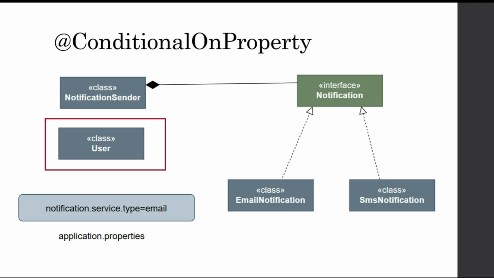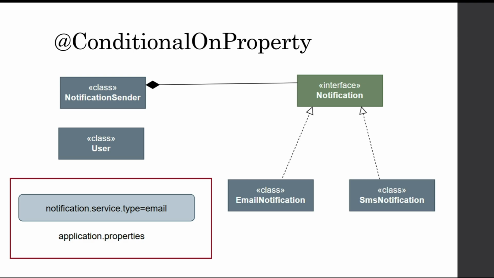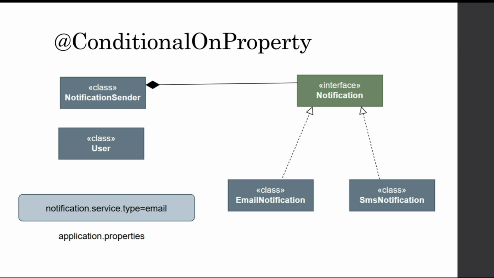We have a class named User, and this User class will have an email ID and mobile number, and that information would be used by the EmailNotification and SMSNotification classes to send either email or SMS. Apart from these classes, we will also have one application.properties file, and in it we will define one property and utilize that property to create beans for EmailNotification and SMSNotification.